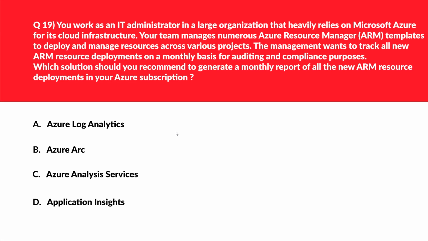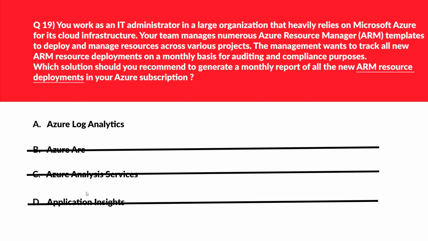Let's bring the heat to the snow. We'll look at option B, C and D together. B says Azure Arc, C says Azure Analysis Services, and D says Application Insights. All these three again cannot track ARM resource deployments. So these three are out. We are left with option A, Azure Log Analytics, and it is the correct answer.